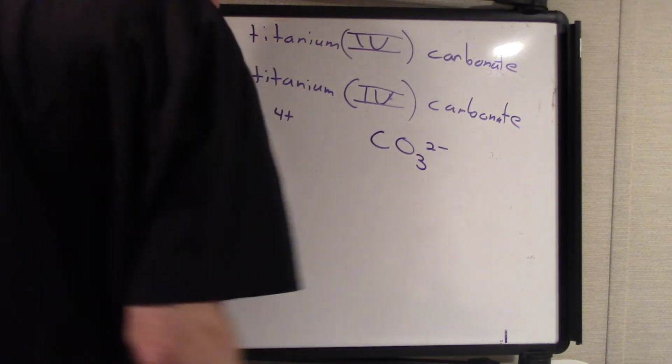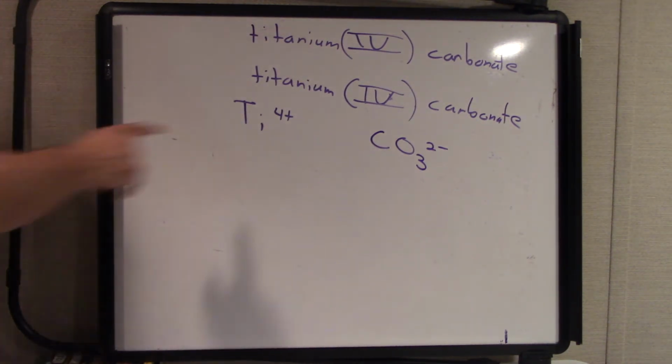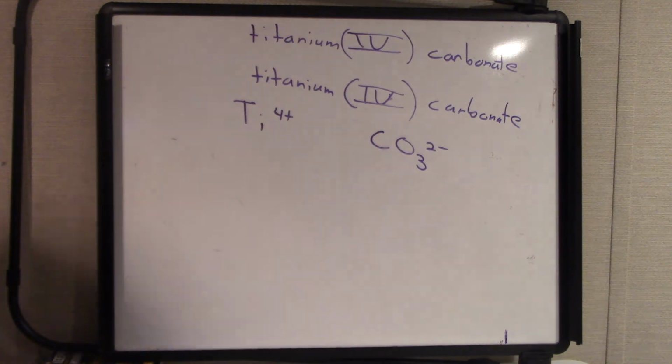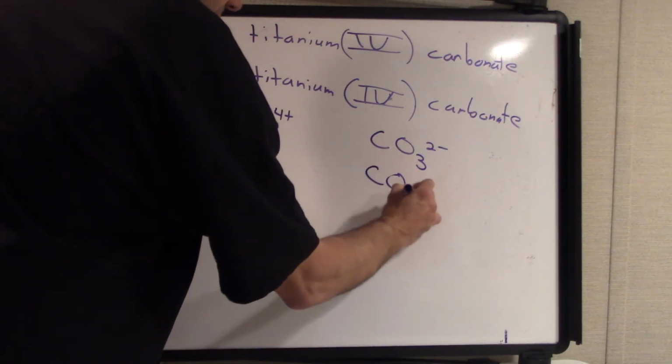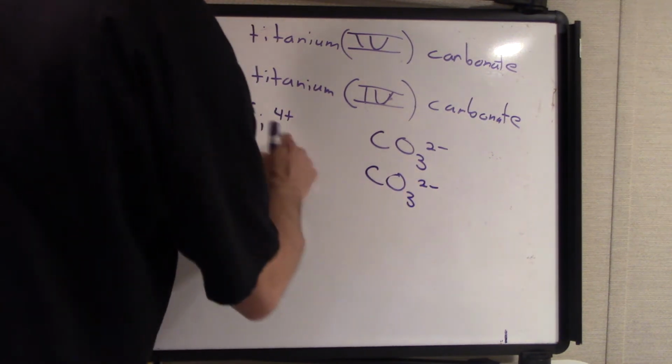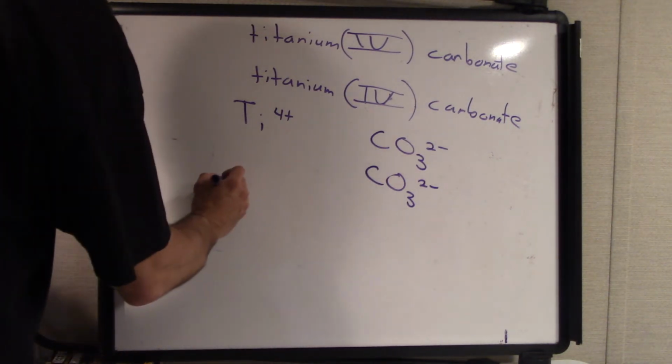CO3 2-. Now I still have to achieve charge balance here. +4 minus 2, what am I short of? Negatives. I'm going to tack on another one of these negative carbonate ions. Now I'm at +4 minus 4. Now I have charge balance, so now I'm ready to write a formula.